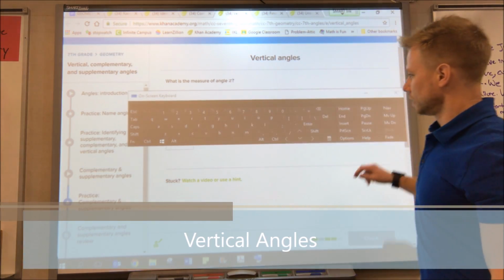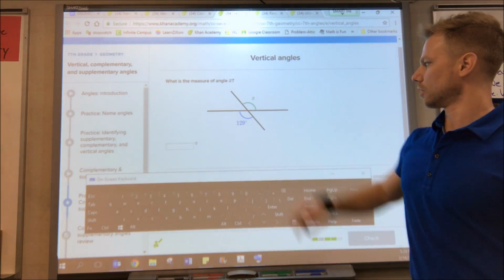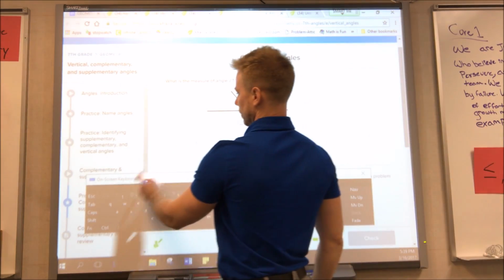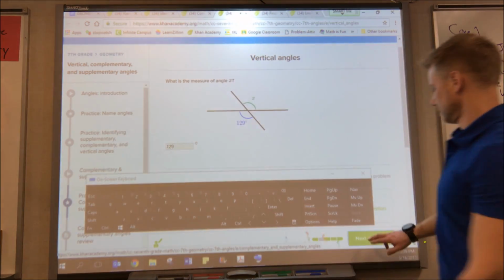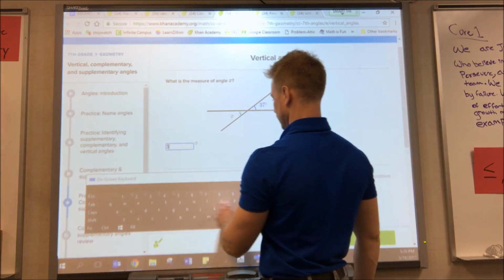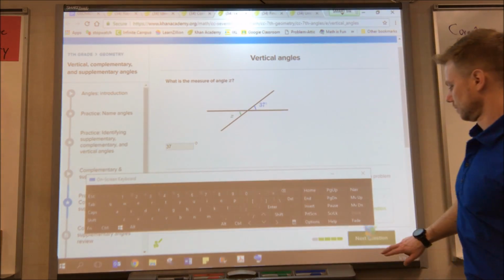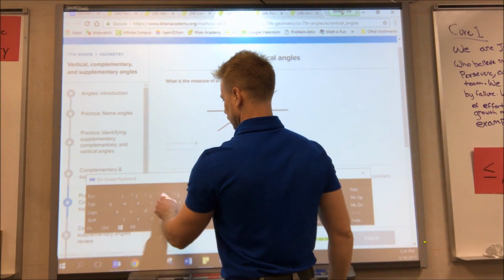Vertical angles, this one isn't too bad. It's kind of nice. Remember, vertical angles are across from each other. They're the same. So that means X is 129. Here, X is 37. And here, X is 146.